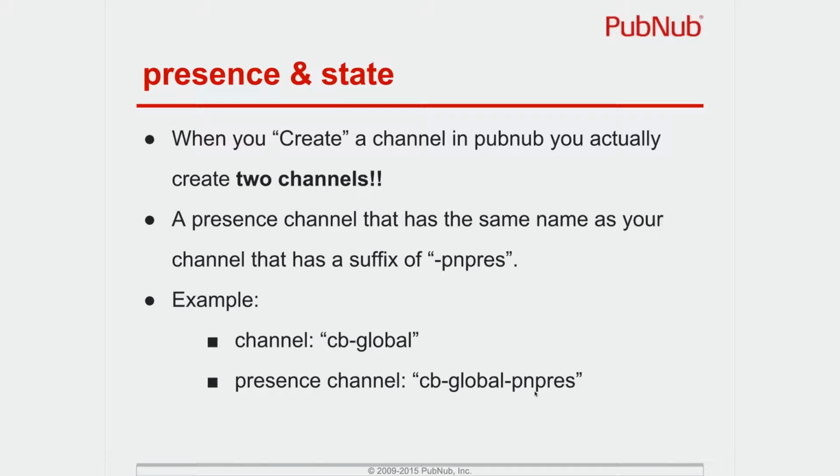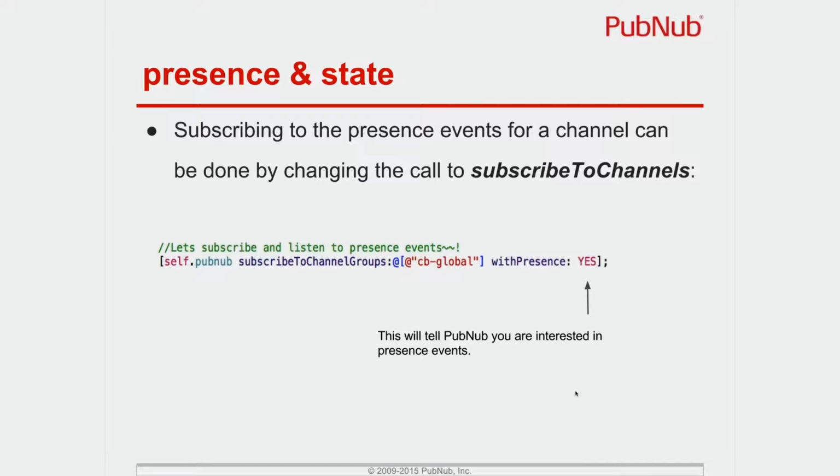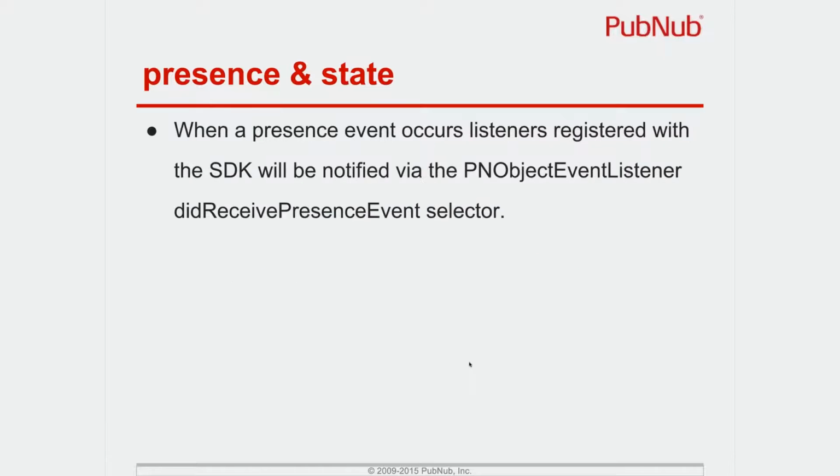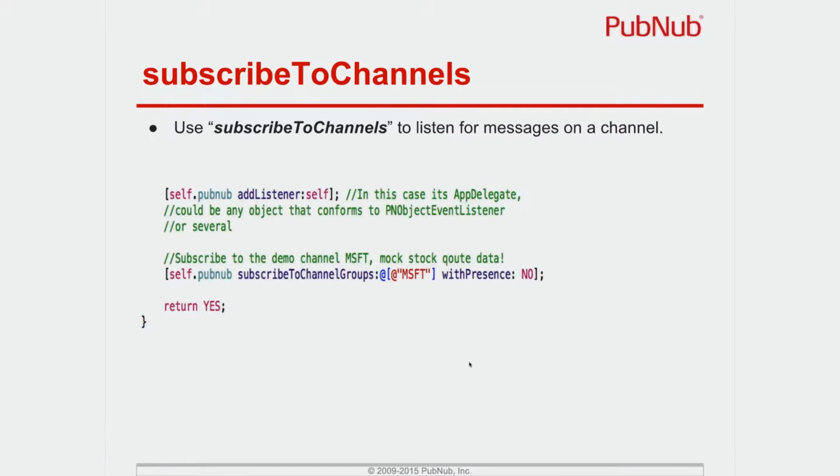Well, that second channel is used to propagate presence information and state changes back to your client. And as you saw with the subscribe to channels, if you indicate that you want to receive presence events, then presence events will be sent over this PNPres channel. I bring this up because you can actually subscribe just to the presence channel. Let me go back there.